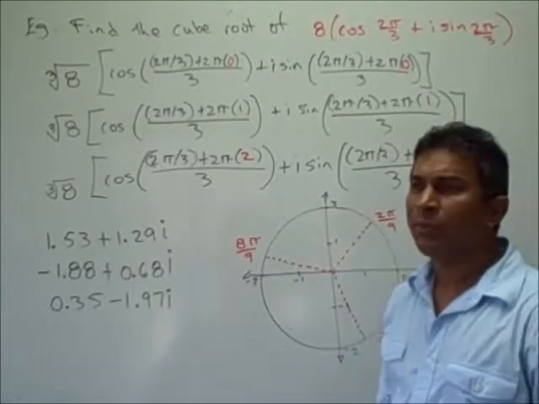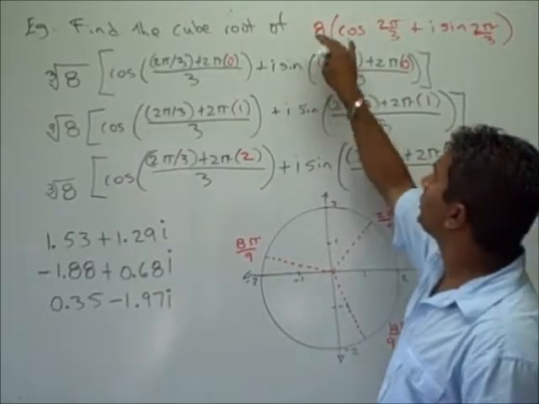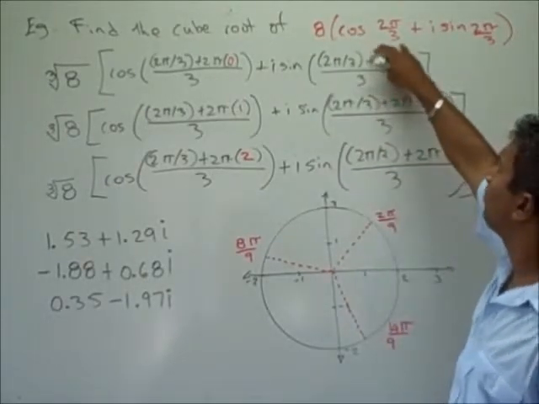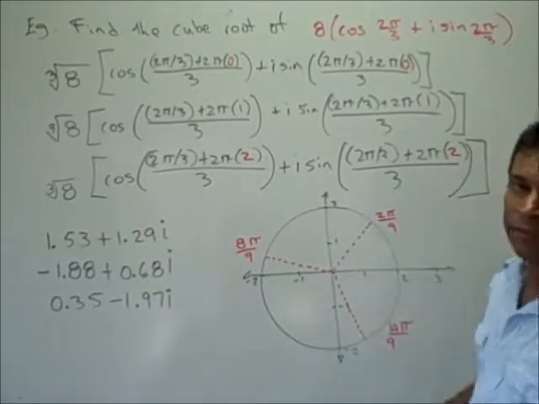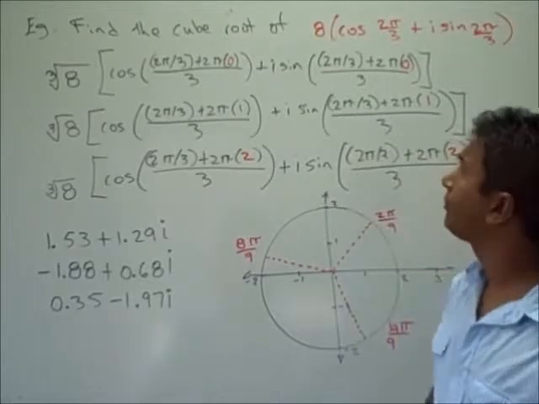Now we'll look at an example of finding the root of a complex number. Here we're given that the complex number is 8 times the cosine of 2 pi over 3 plus i times the sine of 2 pi over 3, and we're required to find the cube root of that complex number.